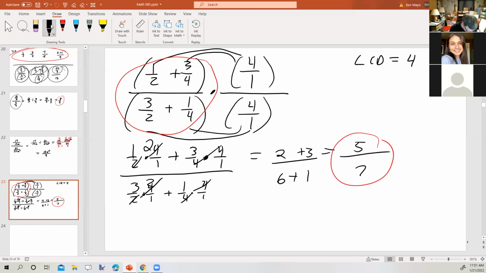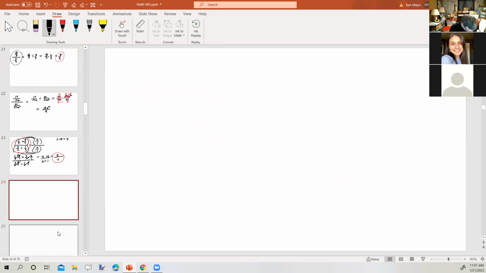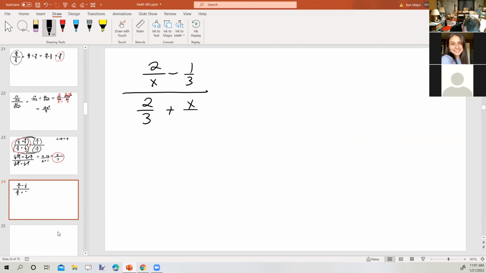All right, let's take a look at another one. We've got 2 over x minus 1/3, all divided by 2/3 plus x over 5. So now my denominators are x, 3, 3, and 5. What's the least common denominator of x, 3, 3, and 5? Well, it would be 3 times 5 times x. So the LCD is going to be 15x.